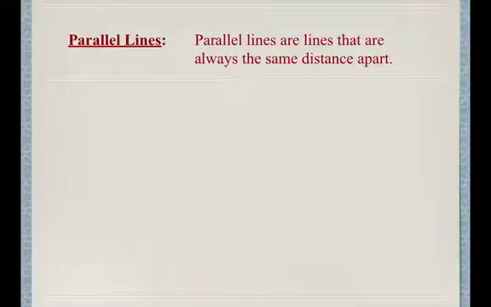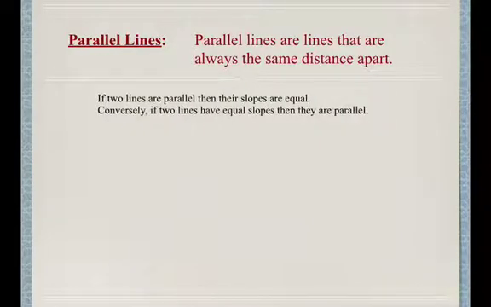Now, two lines that are parallel means that they never get closer and they never get further apart from one another, so that means that they always are the same distance apart. And what you should have gotten out of that graphing demonstration is that if lines are parallel, then their slopes are going to be equal. And if two lines have equal slopes, then they are automatically parallel.